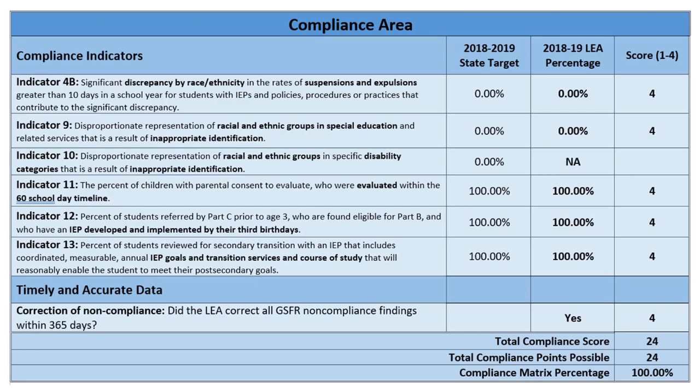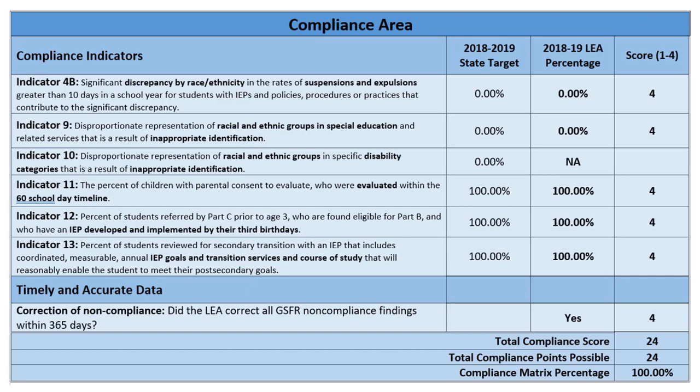This is the compliance indicators table, and there on the left-hand side you can see the compliance indicators. These have stayed consistent from last year's determinations. Those indicators are 4B, which is significant discrepancy by race, ethnicity, and the rates of suspensions and expulsions. Indicator 9 is the disproportionate representation of racial and ethnic groups in special ed as a result of inappropriate identification. Indicator 10 is similar to indicator 9, but it's of specific disability categories.